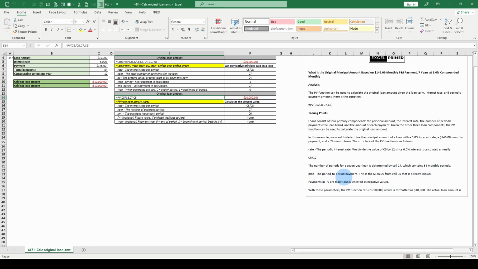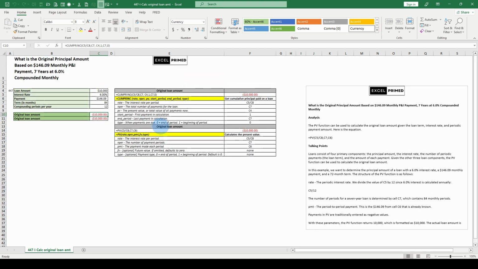Payment, the period to period payment, month to month. It could be annual, it could be quarterly, whatever you want. But if so, make sure you change the number of periods and the compounding. The payment here is 146.09. Payments in PV are traditionally entered as negative values. With these parameters, the PV function returns, let's go up here, 2 examples.